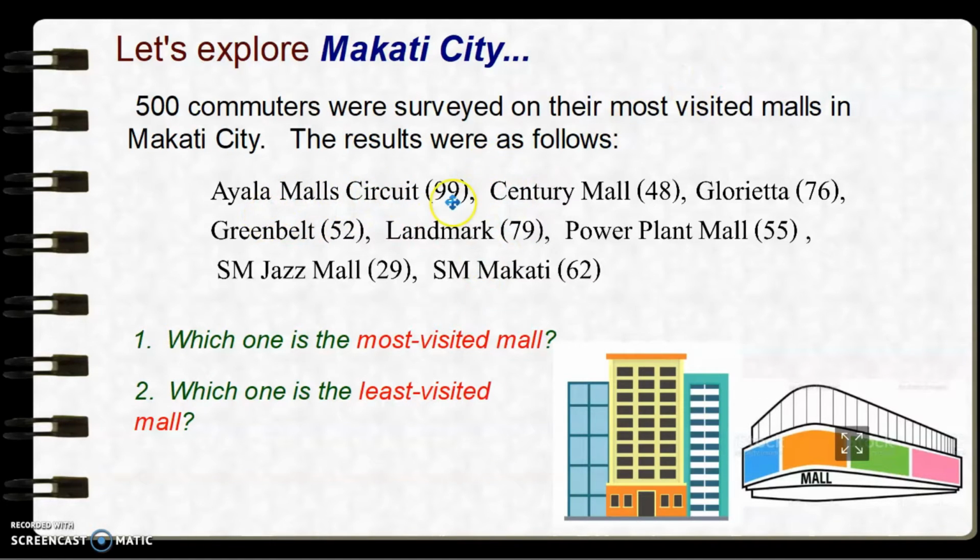Ayala Mall Circuit, 99. Century Mall, there are 48 commuters who usually go to Century Mall. Then 76 commuters for Glorieta. Greenbelt, 52. Landmark with 79 commuters. 55 commuters preferred Power Plant Mall. 29 commuters normally visit SM Jazz Mall. And for SM Makati, there were 62 commuters who visit this mall most of the time.